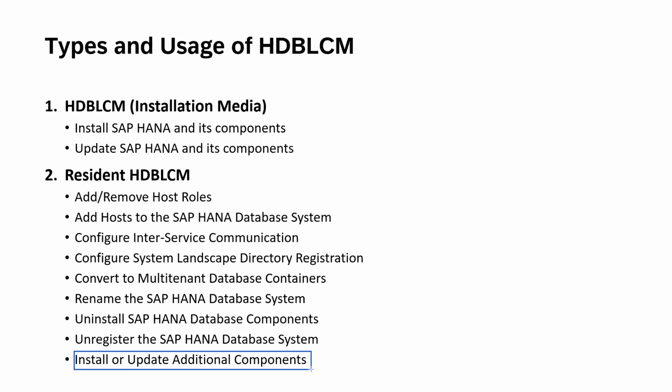To update to the newer version, I have to download the latest version and extract it. And from within that extracted package, I have to run the HDBLCM, which is called the installation media HDBLCM. The same goes for installation also. If you have a resident HDBLCM, you cannot install a new instance from the resident HDBLCM. You have to install it using the installation media HDBLCM. Is it clear?